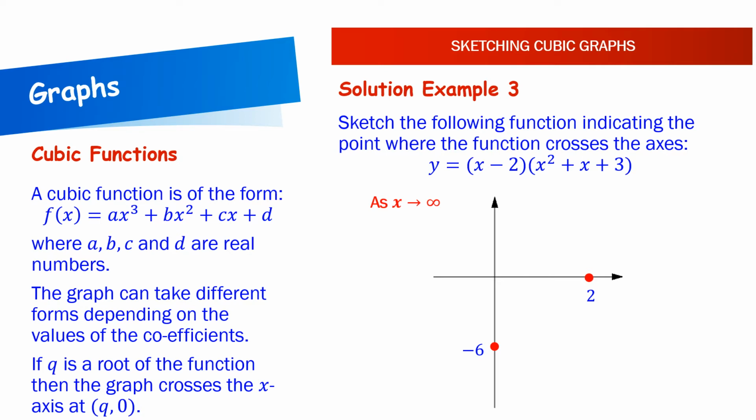Let's go through the process again. So let's explore what's happening as x tends to infinity. We have x minus 2 tends to infinity, and this quadratic also tends to infinity. So f of x, or y, tends to infinity too.